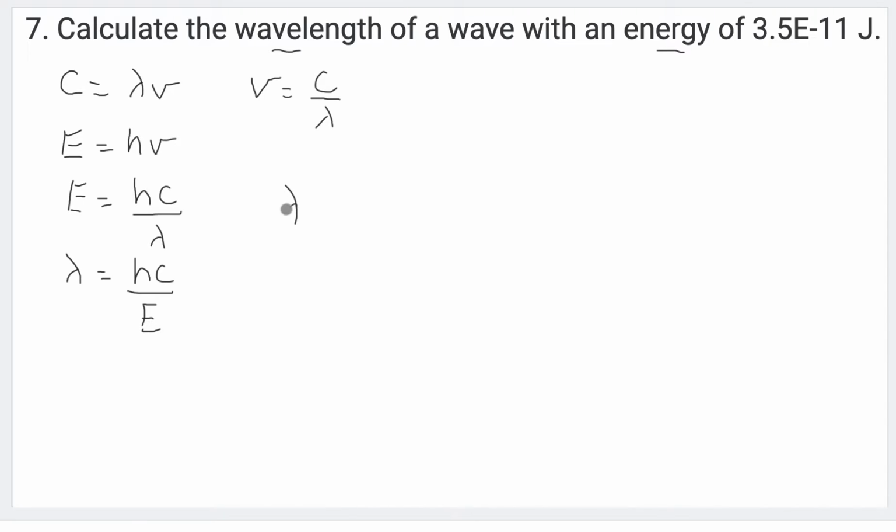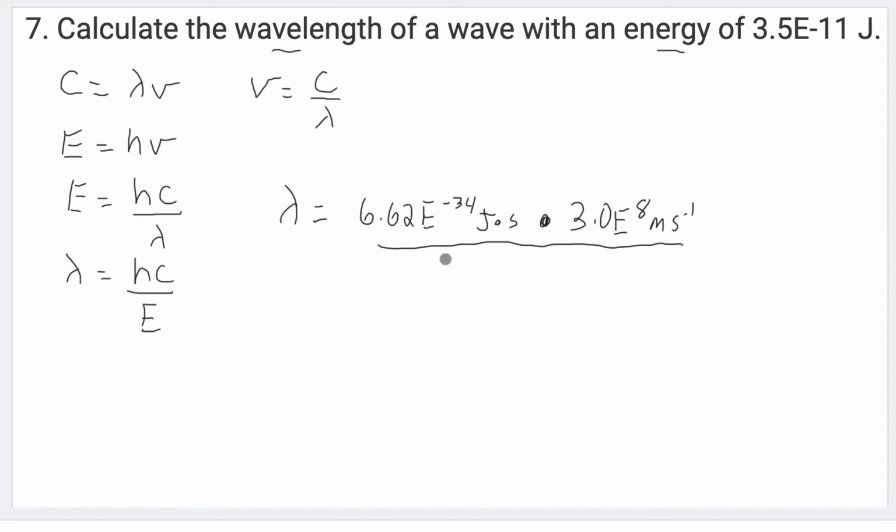Okay, so wavelength will be equal to Planck's constant, 6.62 e to the negative 34 joules times seconds, times the speed of light, which is 3.0 times 10 to the 8th meters per second. Sometimes they write that as meters seconds to the negative 1, which means meters per second. And we're going to take that all over the energy, which is 3.5 e to the negative 11 joules. If you notice, joules will cancel and the seconds will cancel, leaving us with meters.